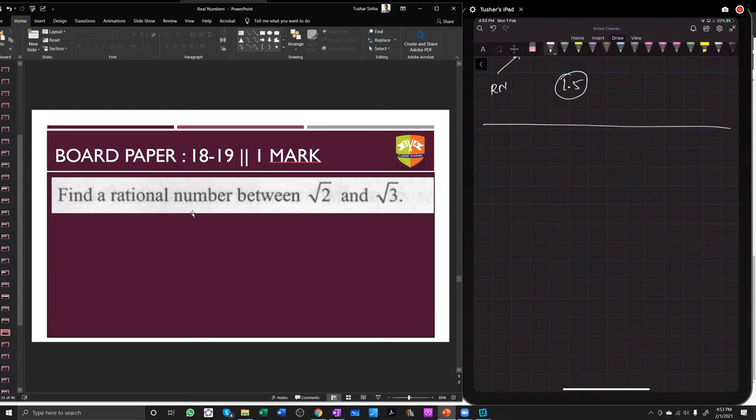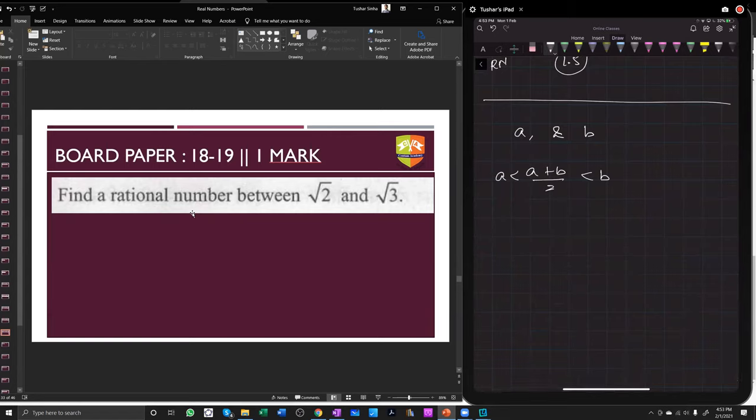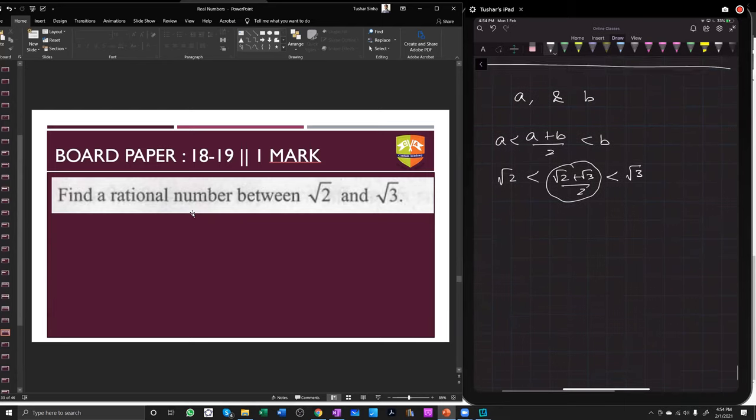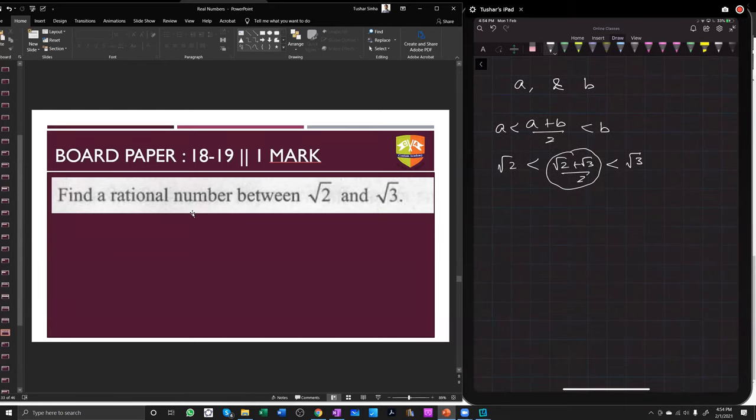How? Look. If there are two numbers A and B, then A plus B by 2 will be between A and B. Right? So hence, root 2 is less than root 2 plus root 3 by 2, which is less than root 3. So clearly this is an irrational number. That's correct. Or you can just generate one. You know 1.5 is safely between 1.41 and 1.73.